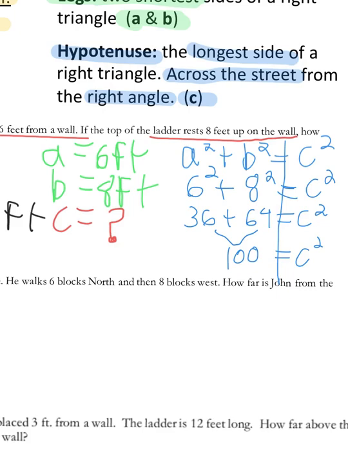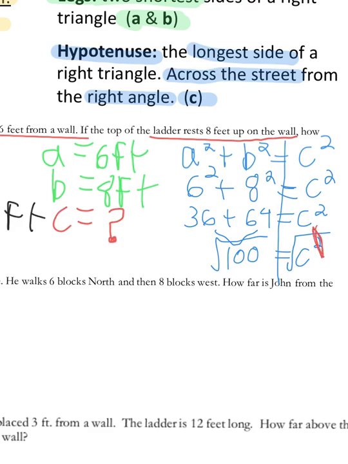Okay, but C is not by itself. It still has the square. So we said the opposite of squaring something is the square root. So we have to square root on both sides. Remember, we always have to do both sides. The square and the square root cancel out, so you're just left with C.